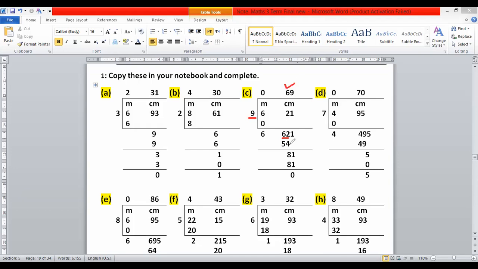9 sixes are 54. After that, subtract 54 from 62. Take 1 carry from here, you get 5 here, and here you replace 2 by 12. 12 minus 4, 8. And after that, shift 1, you get 81. 9 nines are 81. So 81 minus 81, 0.